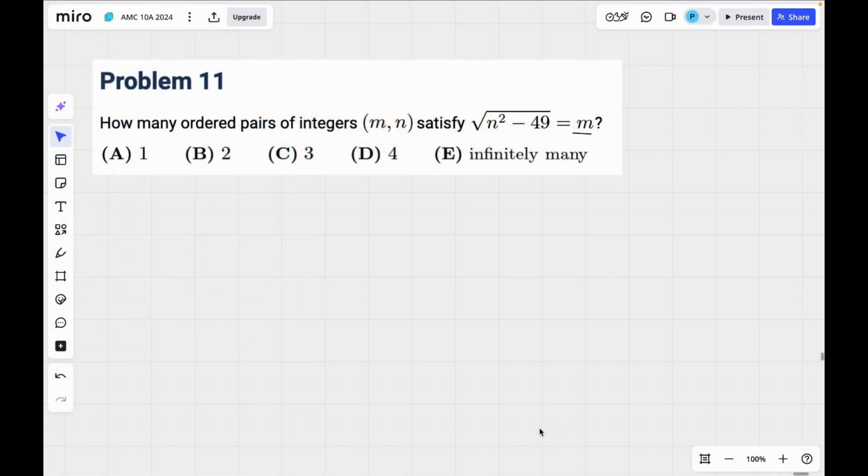Alright, let's start with problem 11. It asks, how many ordered pairs of integers m, n satisfy the square root of n squared minus 49 is equal to m? So first off, let's rearrange this equation. And now we can use difference of squares to factor it.